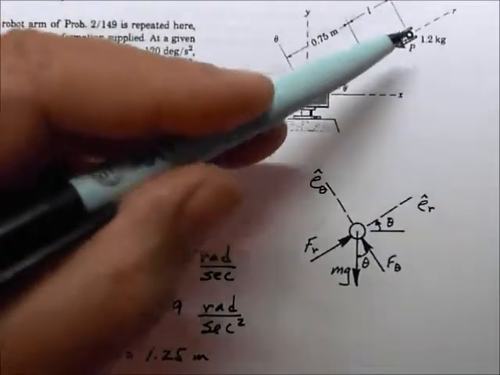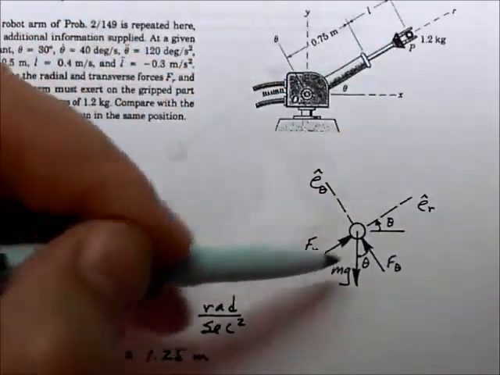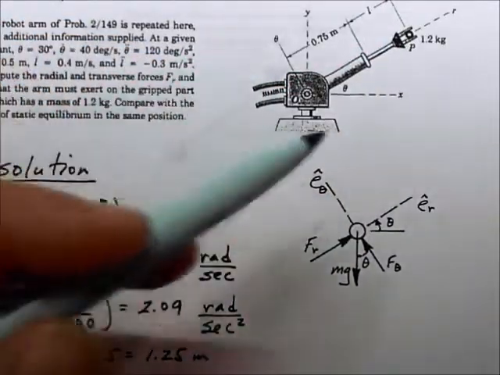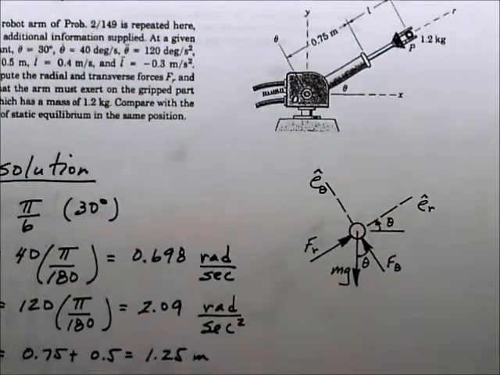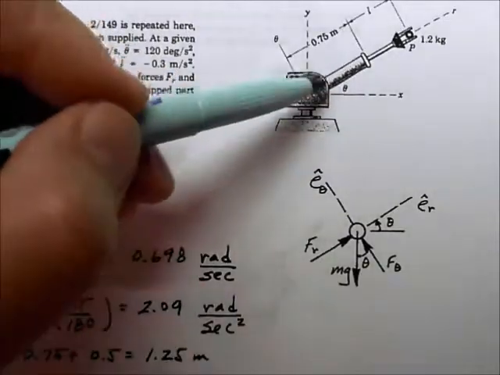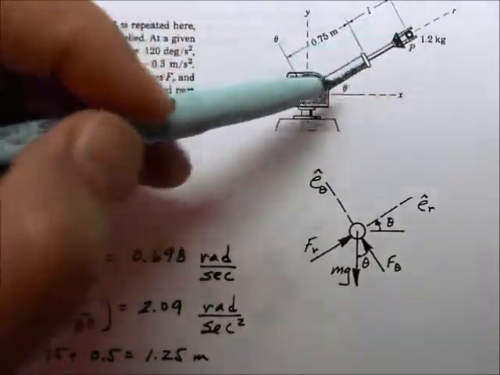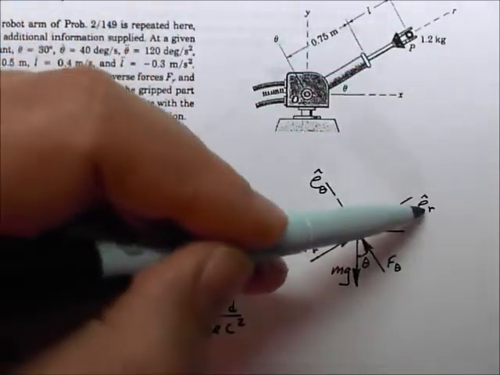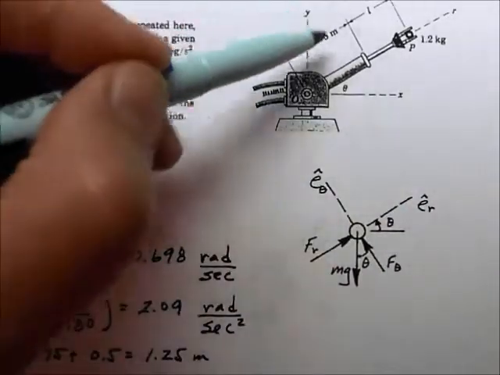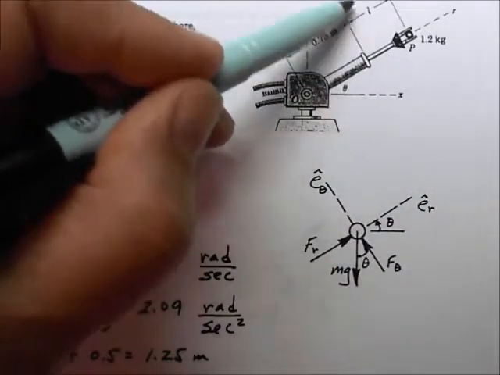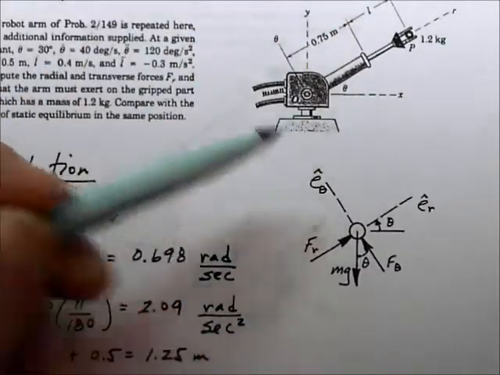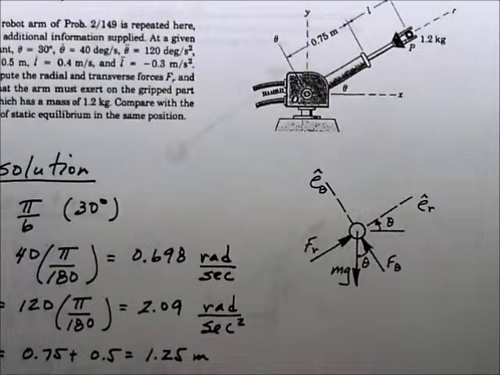Our gripper will apply a force in the radial direction, and our gripper will apply a force in the theta direction, and we were asked to compute those two. Looking at this, our radial direction will be parallel to that arm, heading outward. Here's our radial unit vector, and our transverse unit vector will point perpendicular to the radial unit vector, and so here's our transverse unit vector.